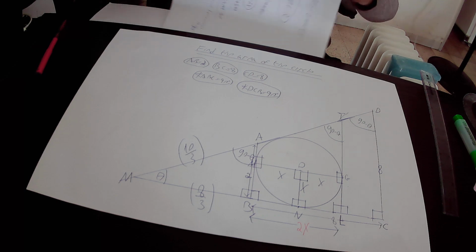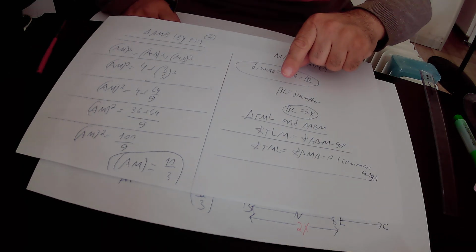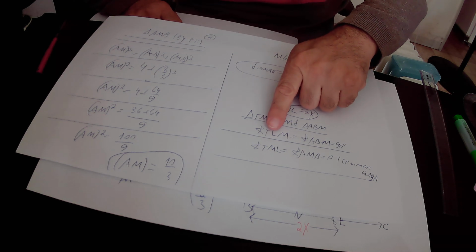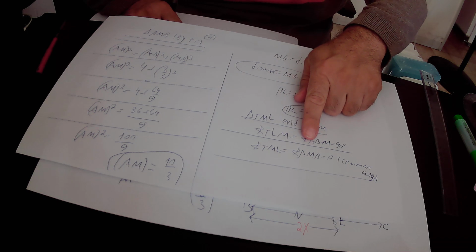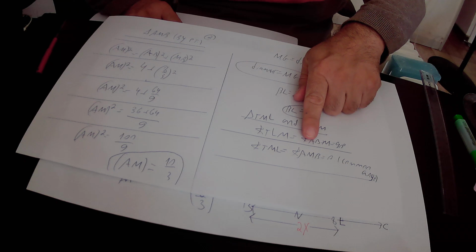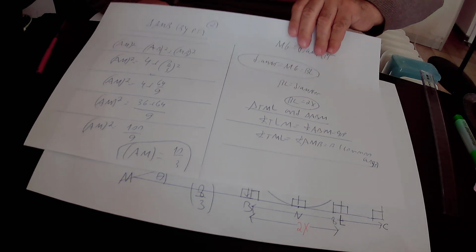Repeat again. Angle theta is angle TML, and it is equal to angle theta itself, which we can also call angle AMB. So angle theta equals itself, the common angle that belongs to both triangles.